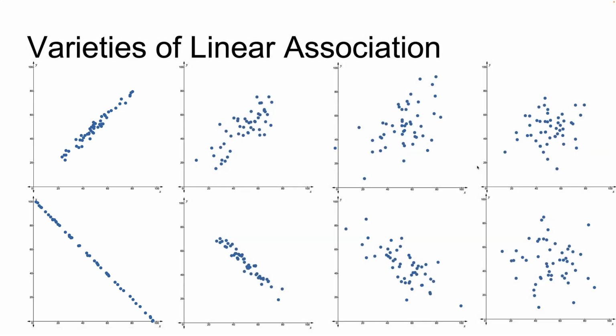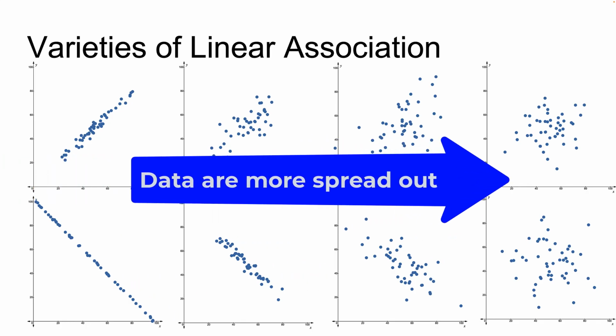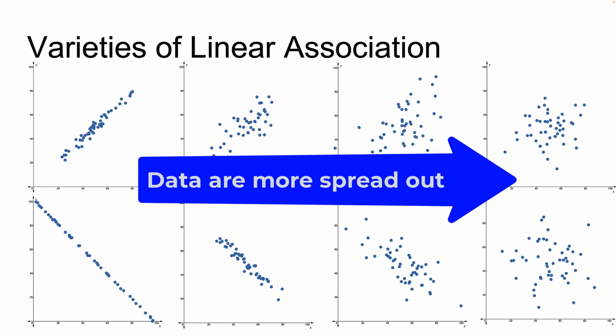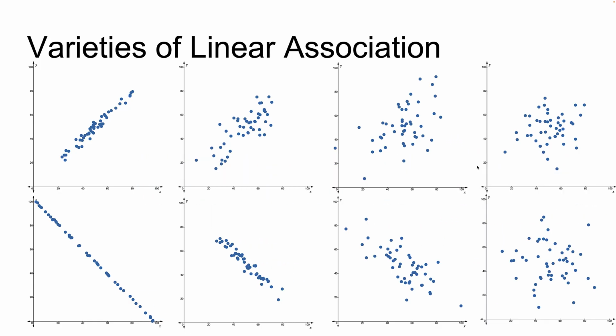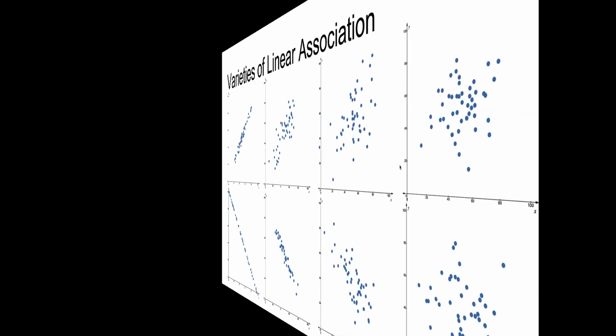And as you look at the graphs from left to right, you see that the data points are definitely more spread out. In this case, we still describe them as linear association, even though they are not in a perfectly straight line. We're looking at a linear trend as opposed to a quadratic or exponential or logarithmic trend. Let's take a look at how we analyze the varieties of linear association that we can find.